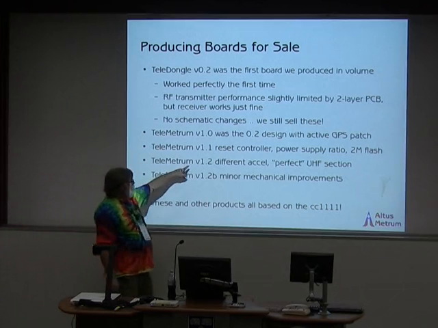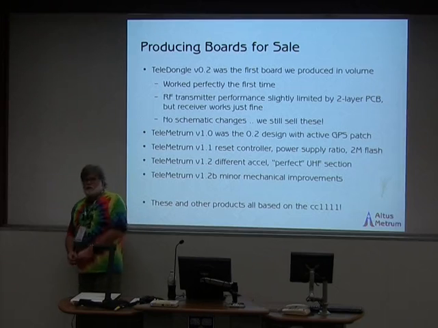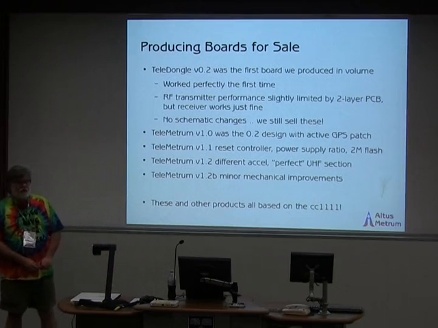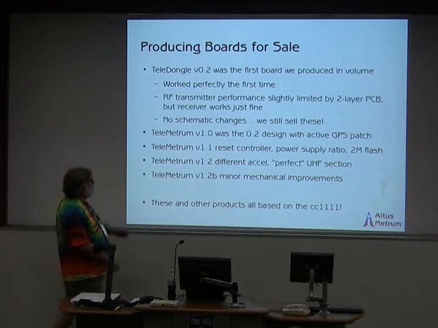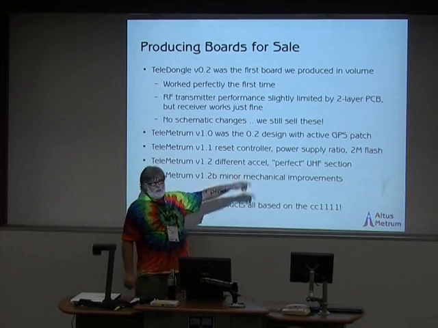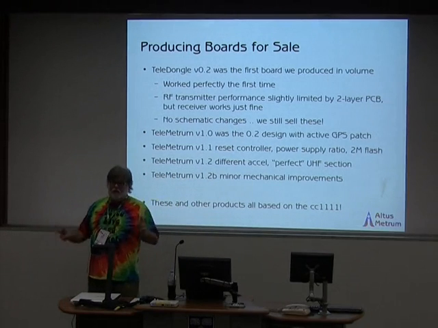And then by 1.2, we had to pick a different accelerometer from a different company. We used an Analog Devices part. Worked just great, just cost more, which was annoying. And the interesting thing about 1.2 is I say it was my first perfect RF section.